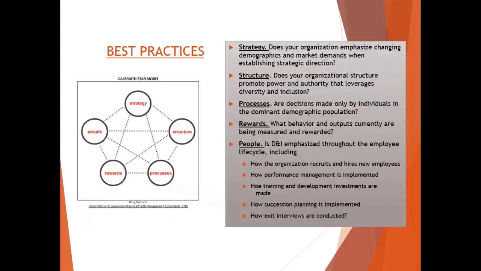And just make sure you set a time to ask. As you go through, some of these strategies are going to be how you make the organization overall, addressing some of the biases that have to be developed from a strategy way, a structure way, process, rewards, and people. So does your organizational structure promote power and authority that leverages diversity and inclusion? Are decisions made only by individuals in the dominant population? And is there even questions to ask?